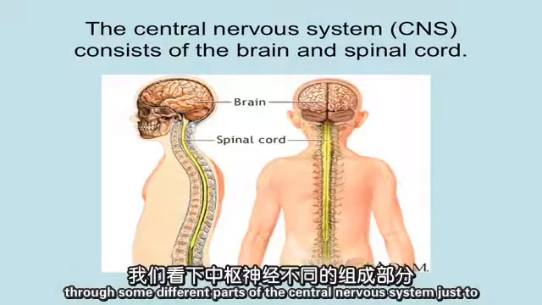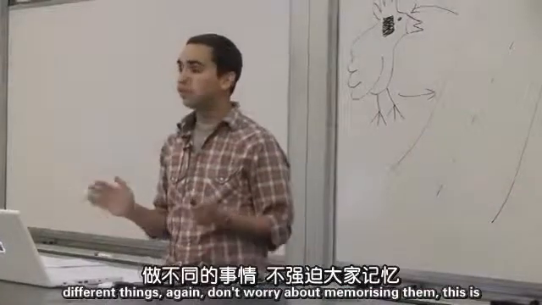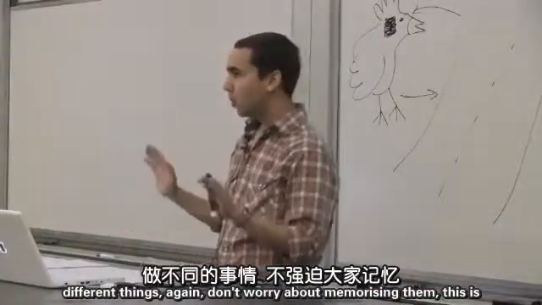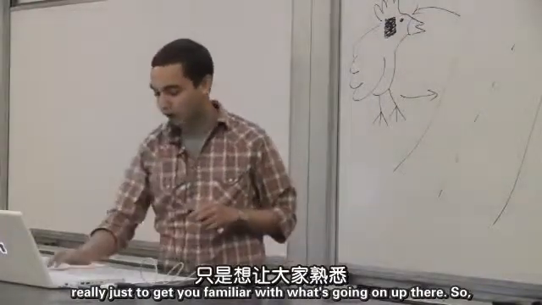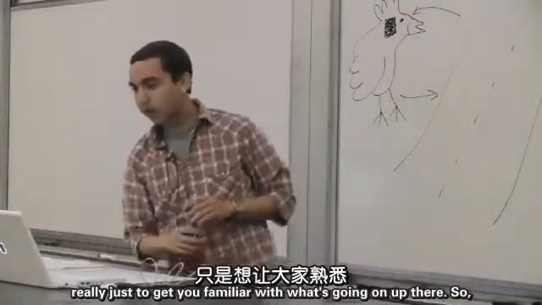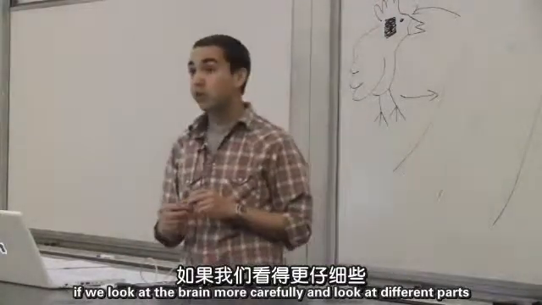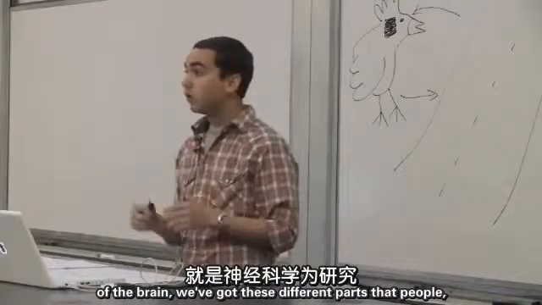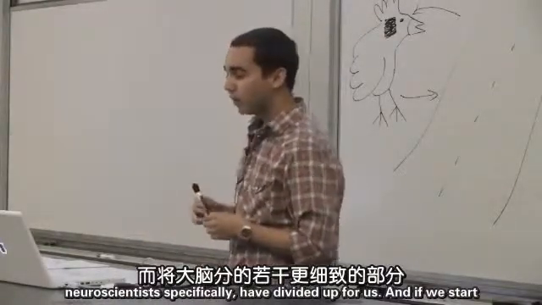And I'm going to go through some different parts of the central nervous system just to give you an idea that there are different parts and that they do different things. Again, don't worry about memorizing them. This is really just to get you familiar with what's going on up there. So if we look at the brain more carefully and look at different parts of the brain, we've got these different parts that neuroscientists specifically have divided up for us.